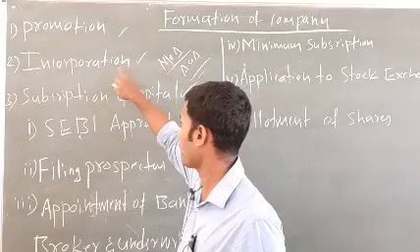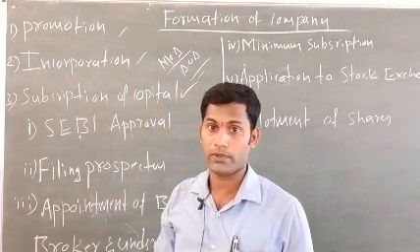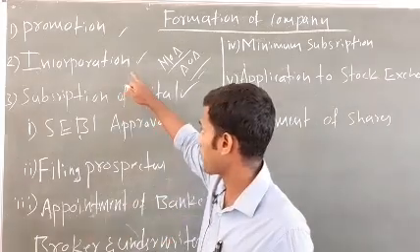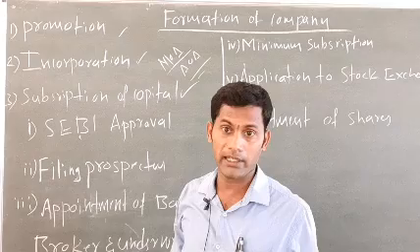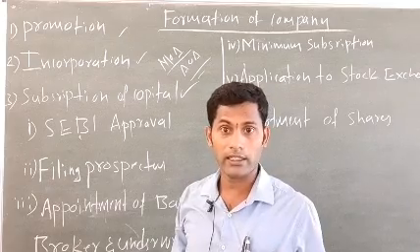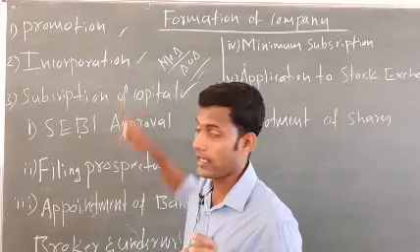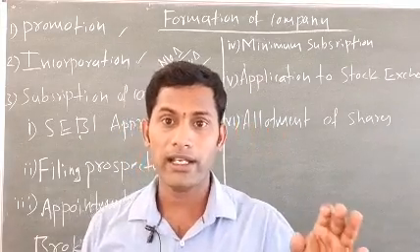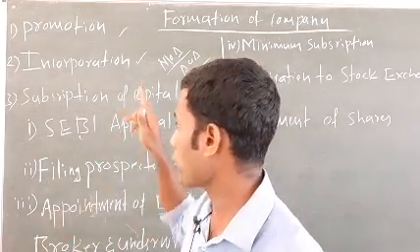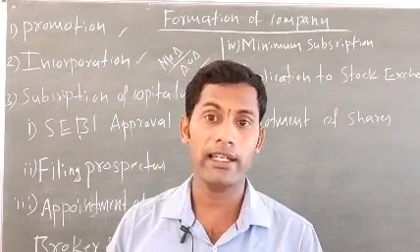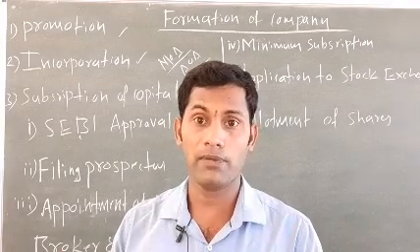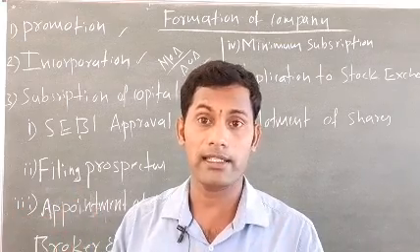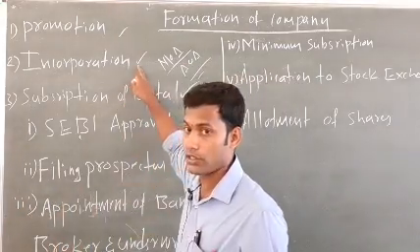The second step is incorporation. After preparing all the documents, we have to incorporate our company with the registrar of companies. The registration of a company under the registrar of companies is what we call incorporation. It is the legal process, the legal formality, for starting a company. After incorporation, the company becomes a legal entity with perpetual succession, separate from its owners, and it gets an artificial existence.